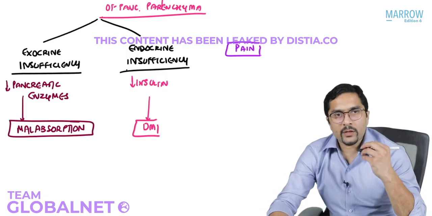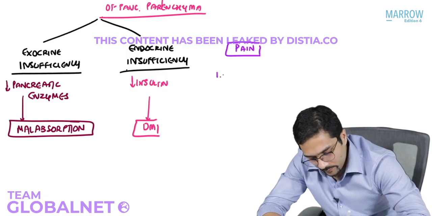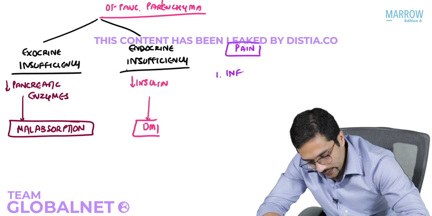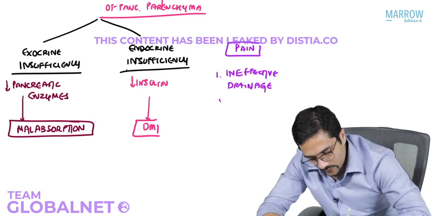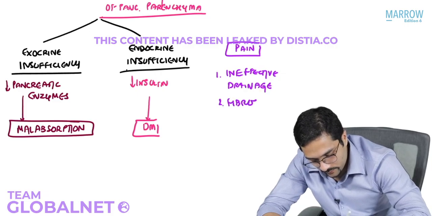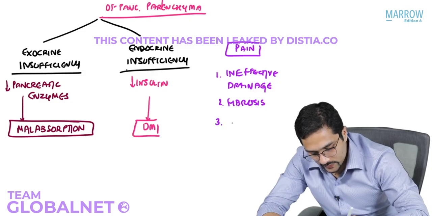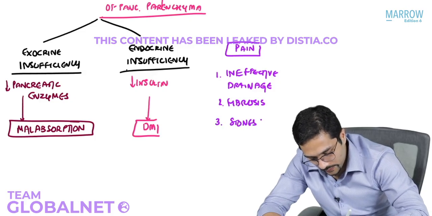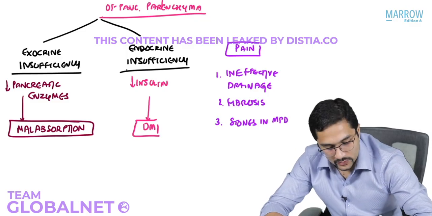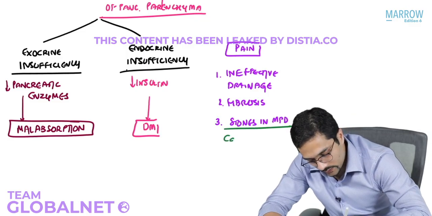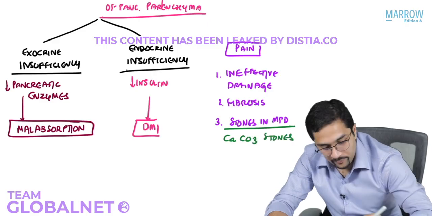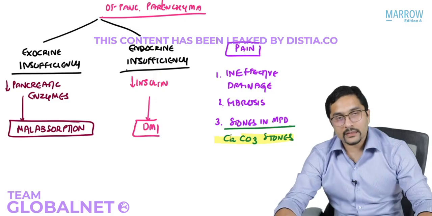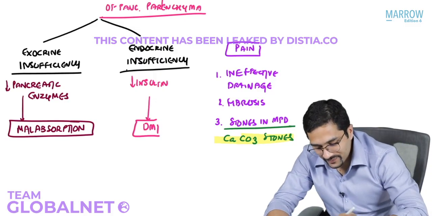Now, pain can be there because of multiple reasons. It can be because of ineffective drainage. It can be because of fibrosis within the tissue. And it can also occur because of stones in the main pancreatic duct, and these stones are usually calcium carbonate stones. This has also been asked in the exam. So the stones which form in the main pancreatic duct are usually calcium carbonate stones.